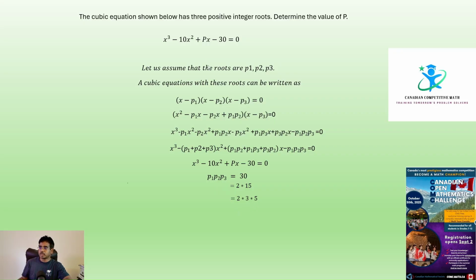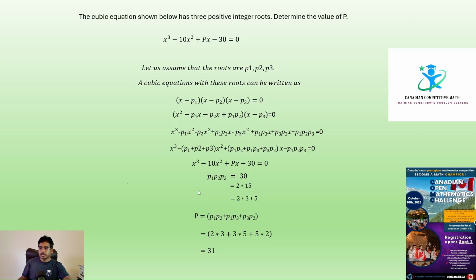Now the question is, what is p? So p here is the coefficient of x, and the coefficient of x here is p1p2 plus p2p3 plus p1p3. So here let us assume that p1 is 2, p2 is 3, p3 is 5. So it becomes 2 times 3 plus 3 times 5 plus 5 times 2. So finally p equals 31.